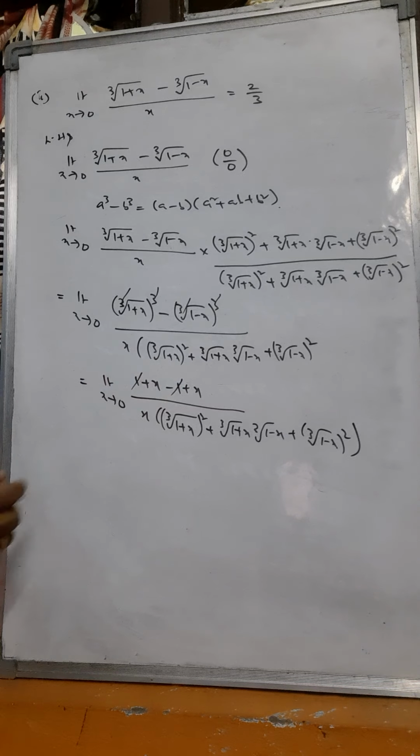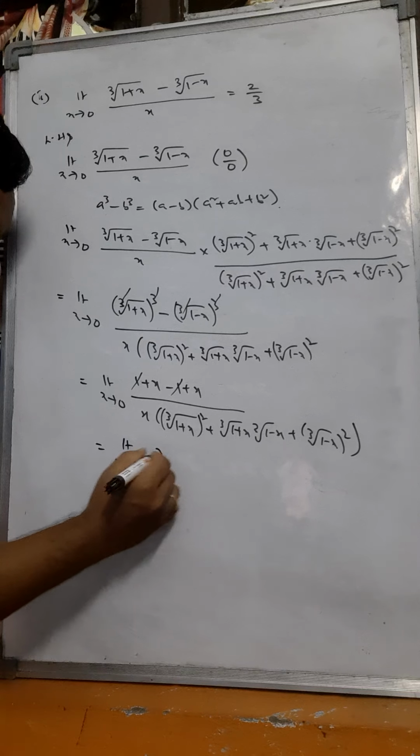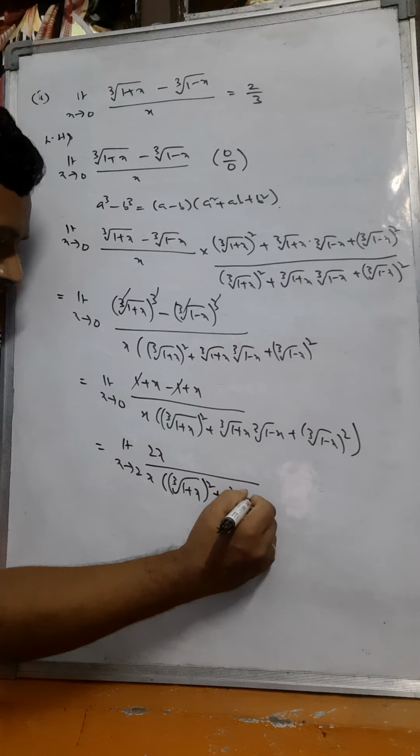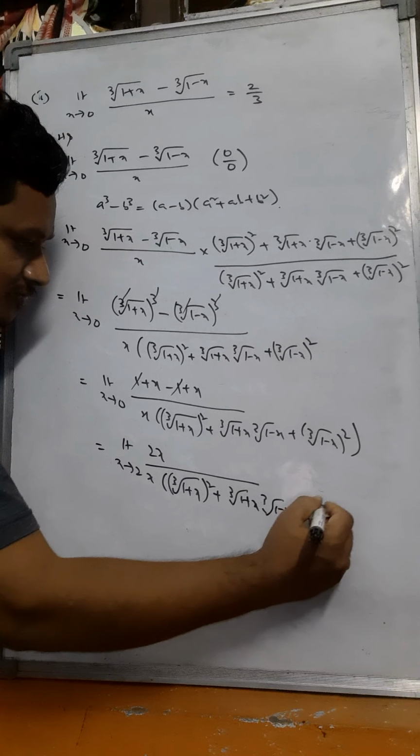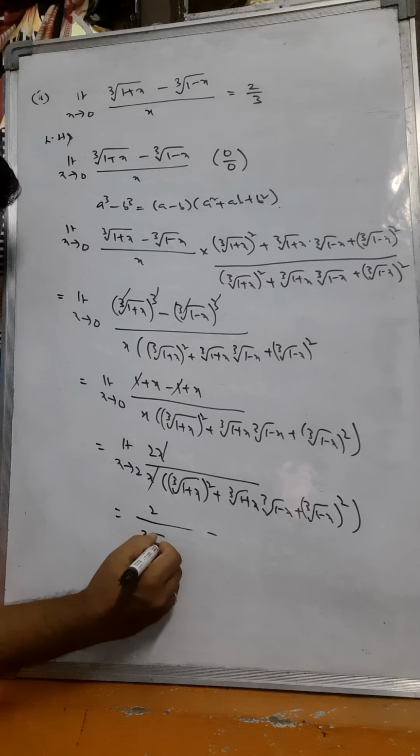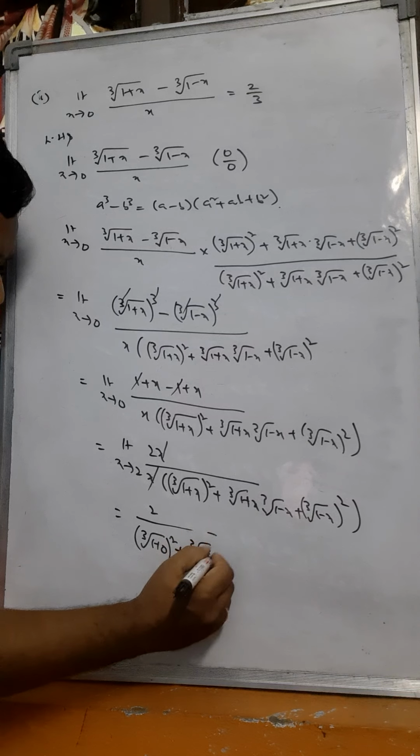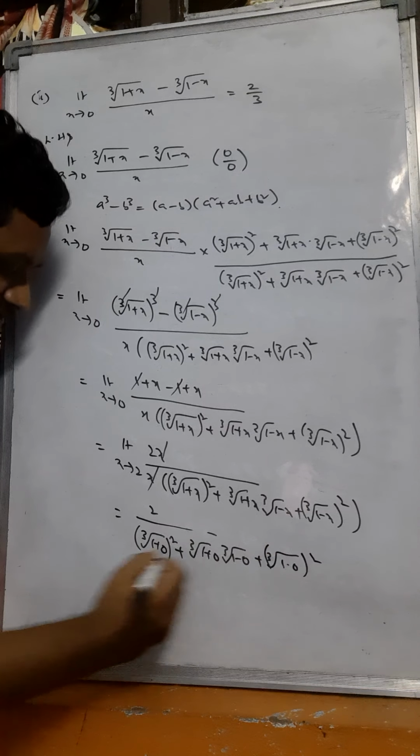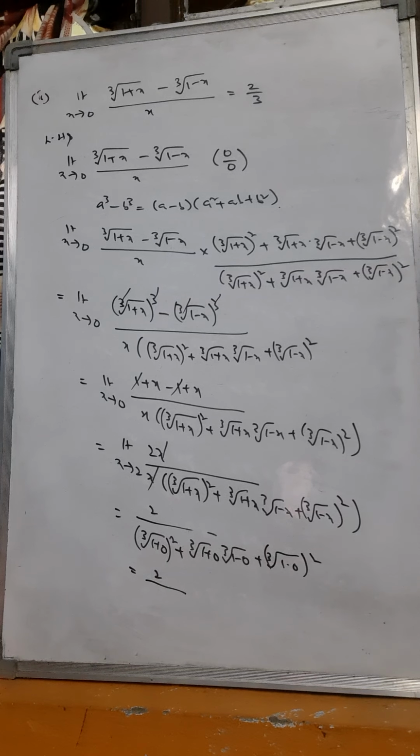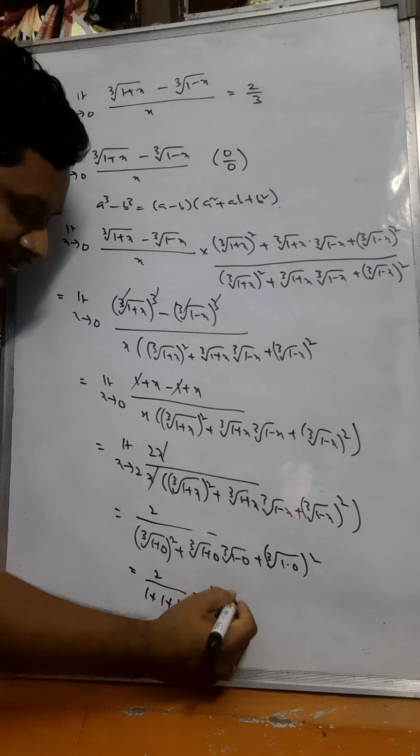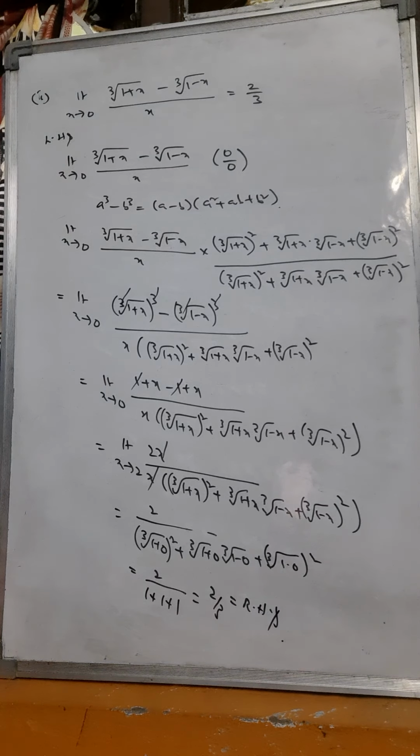So here 1 will get cancelled, that is equal to 2x by x into cube root of 1 plus x whole square plus cube root of 1 plus x into cube root of 1 minus x plus cube root of 1 minus x whole square. So x x will get cancelled, 2 by cube root of 1 plus 0 whole square plus cube root of 1 plus 0 into cube root of 1 minus 0 plus cube root of 1 minus 0 whole square. So that is 2 by, here 1 plus 0 means 1, cube root of 1 means 1, 1 square means 1, 1 plus 1 plus 1, so that is 2 by 3, that is RHS. So LHS is equal to RHS, hence proved. Next, third one.